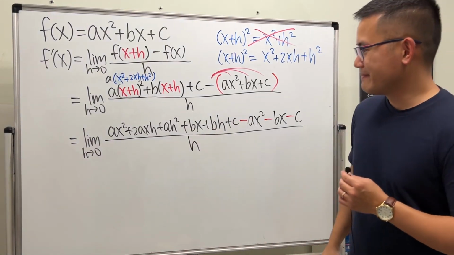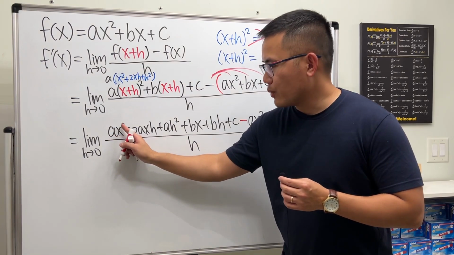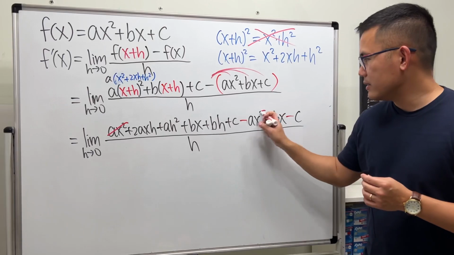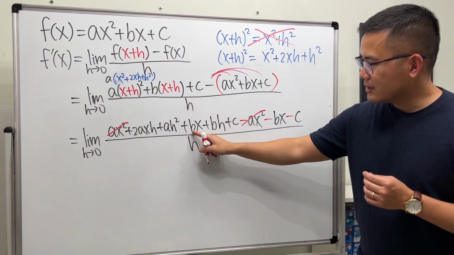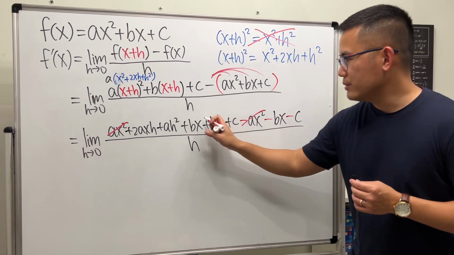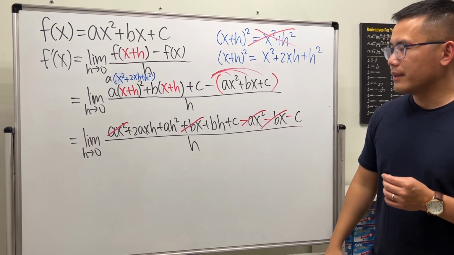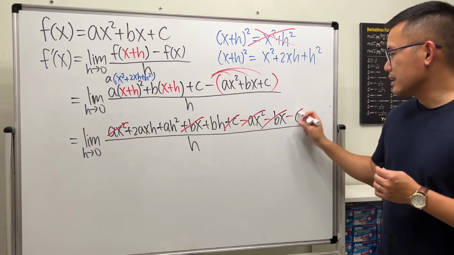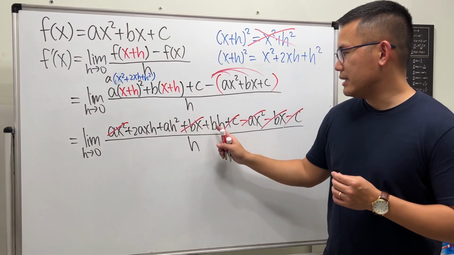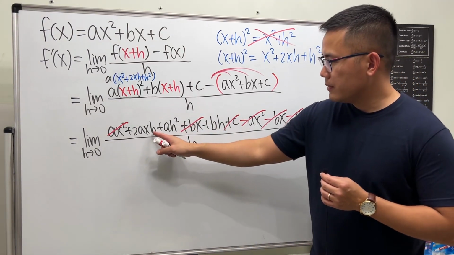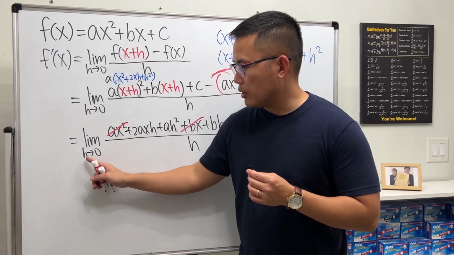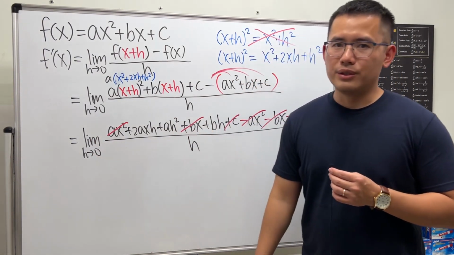Have a look. This is positive ax squared, and we have a minus ax squared. So cancel, cancel. Next, we notice that we have a positive bx right here, and this is the minus bx. So this and that cancel. Lastly, we have this c, and that c also got cancelled. So we have this, and that left. Notice they all have an h. And especially, when limit as h approaching 0, the h should get cancelled, right?